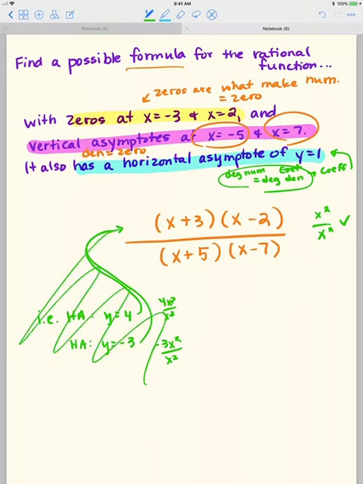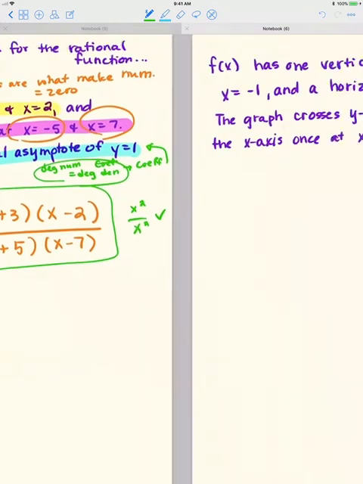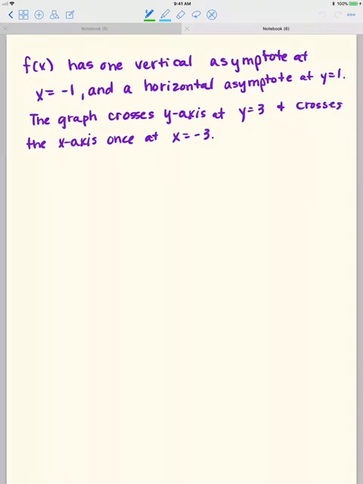But we don't need that here, and we can answer with the function x plus 3 times x minus 2 over x plus 5 times x minus 7. Right? Here's another written out one.